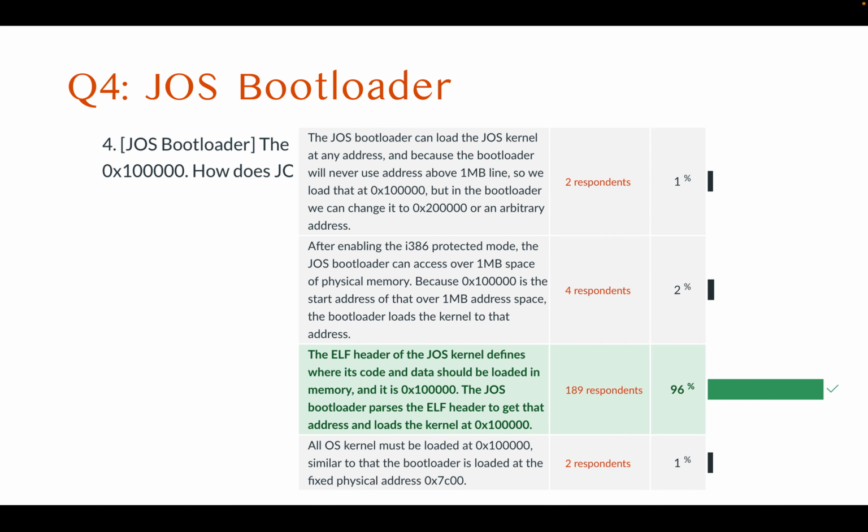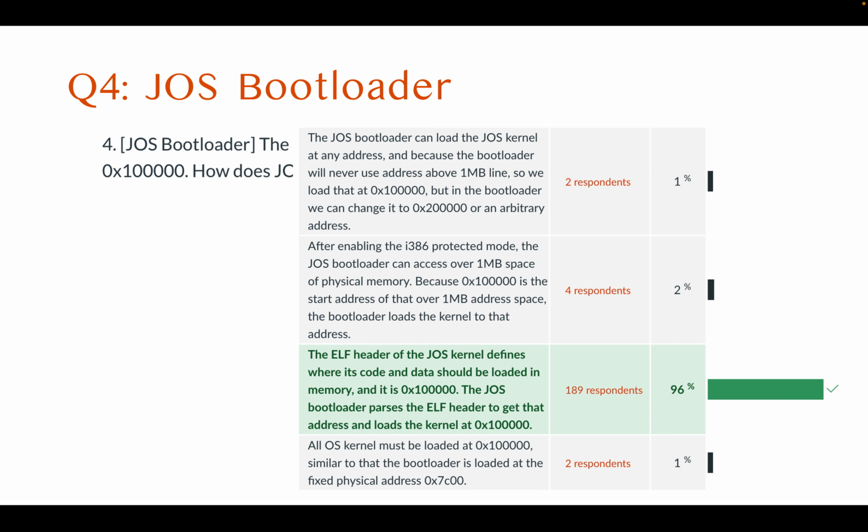So let's examine each of the answers. The first one, the incorrect one: the JOS bootloader can load the JOS kernel at any address, and because the bootloader will never use the address above the 1 megabyte line, we load that at 1 mega, but in the bootloader we can change it to 2 mega or an arbitrary address. This is totally incorrect.